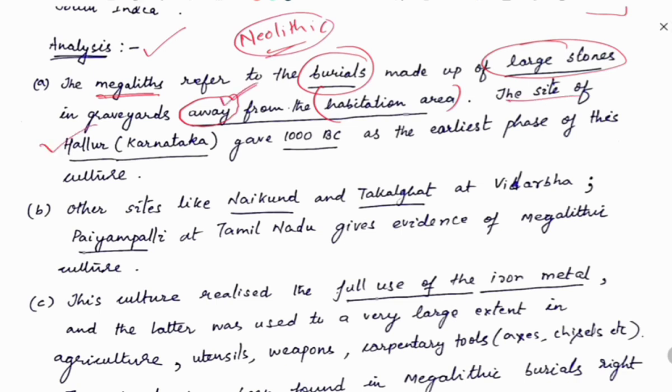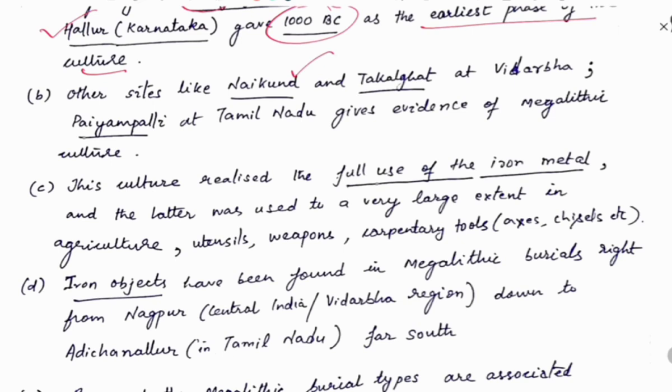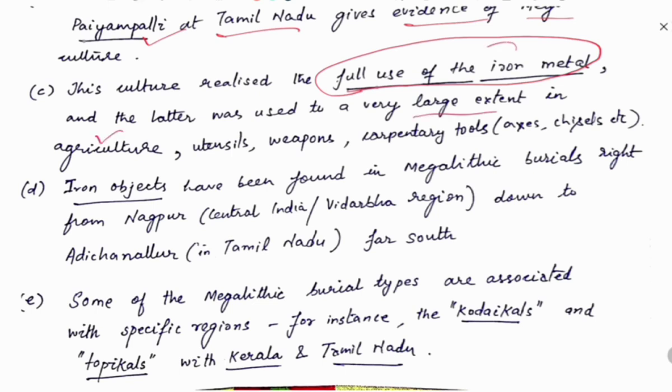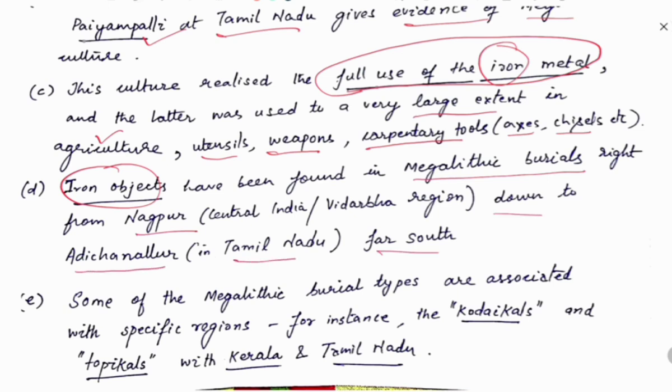Fine. The site of Hallur in Karnataka gave 1000 BC as the earliest phase of this culture. Other sites like Naikund and Takalghat in Vidarbha, and Payampalli, a very famous place in Tamil Nadu, give evidence of megalithic culture. The culture realized the full use of iron metal, and the latter was used to a very large extent in agriculture. In a way, it gave an impetus to agriculture. Utensils, weapons, carpentry tools like axes, chisels, etc. Iron objects have been found in megalithic burials right from Nagpur down to Adichanallur in Tamil Nadu, far south.